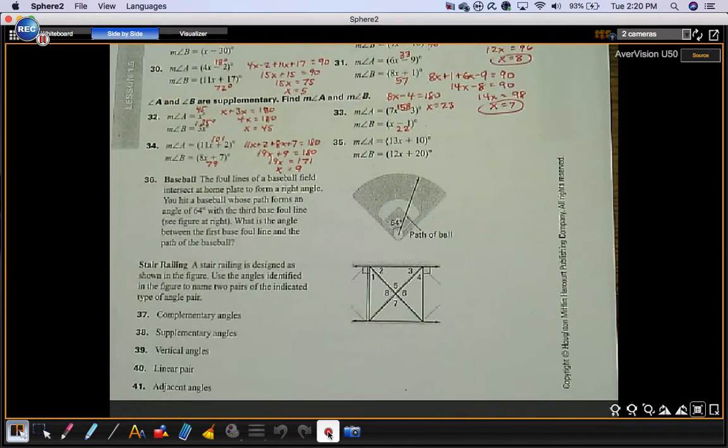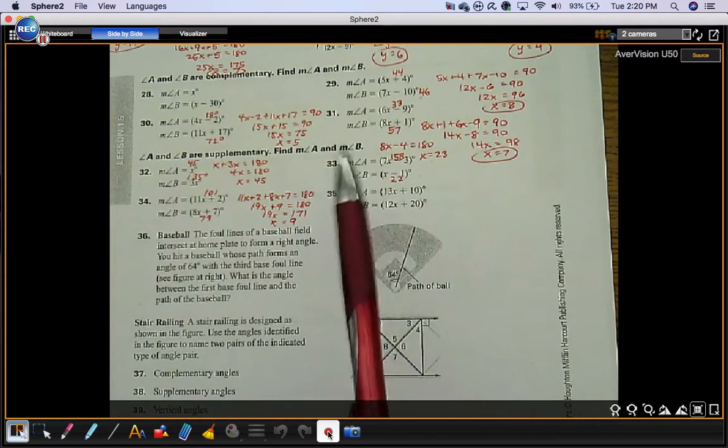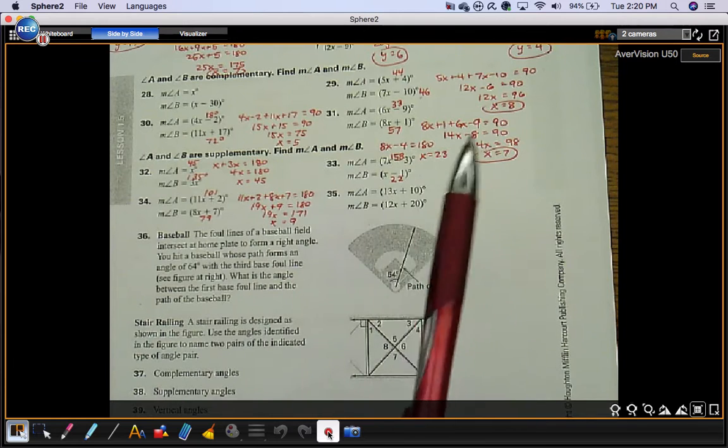It's practice A for section 1.5. We're going to look at this next section, 28 through 35. Notice I already have most of them worked out. If you want to pause this and check the work, you can.